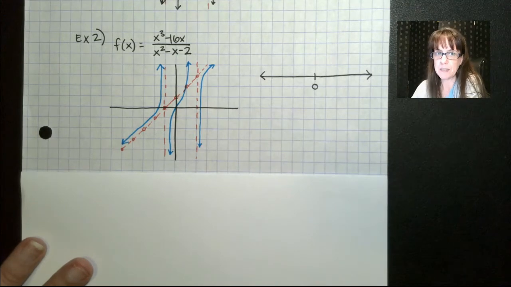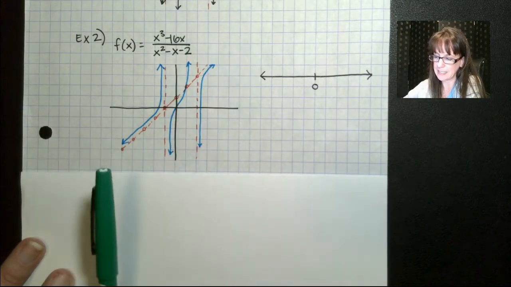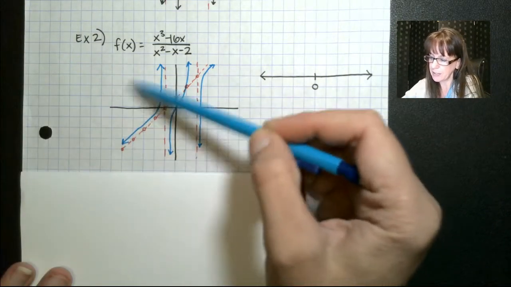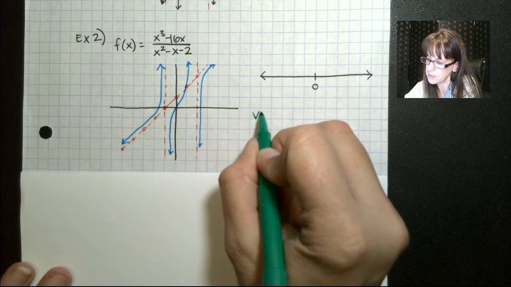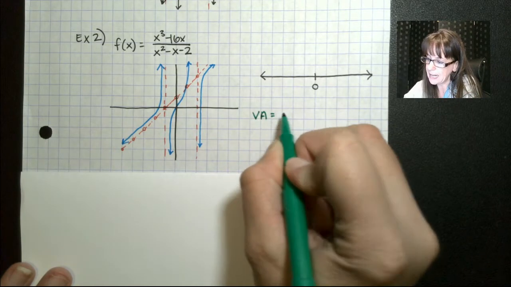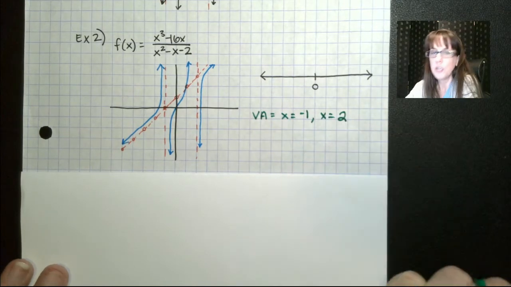So now we've got this function here. So again, we want to see what activity is going on our x-axis here. And we have something for everything until we get to -1 again. So our vertical asymptotes are x equals -1 and x equals 2. So what does that look like?